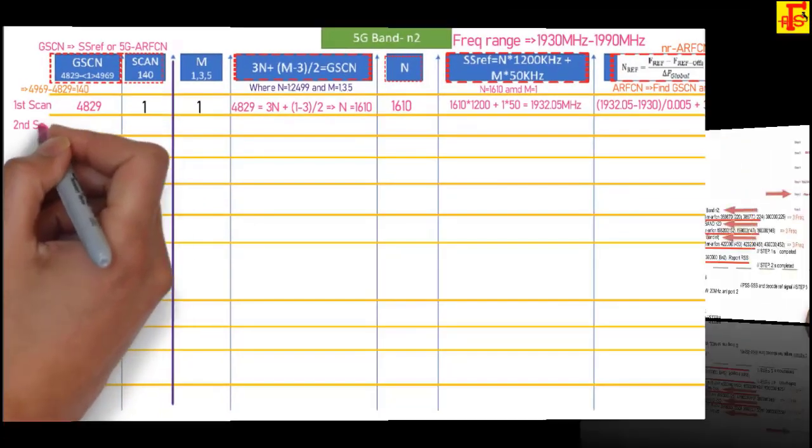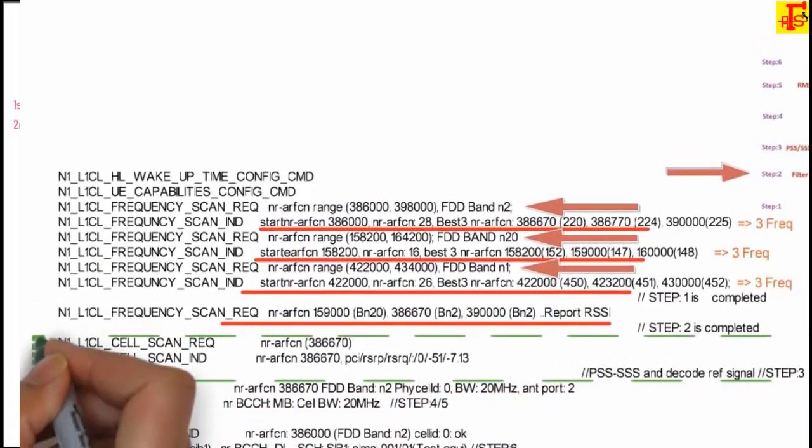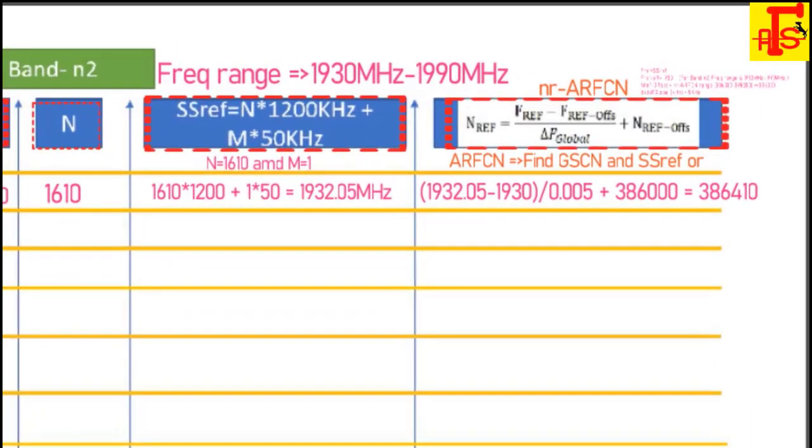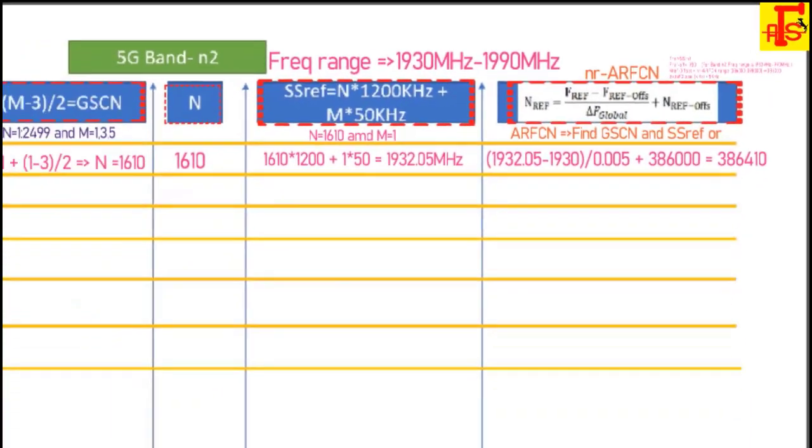In first video you have seen, what was the preferred ARFCN? 386,670 where SSB was present, but here 386,410 is coming. So here SSB is not present, so it will go for the second scan.